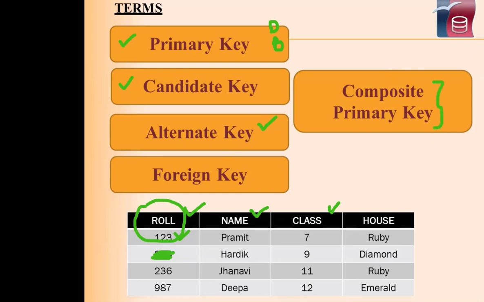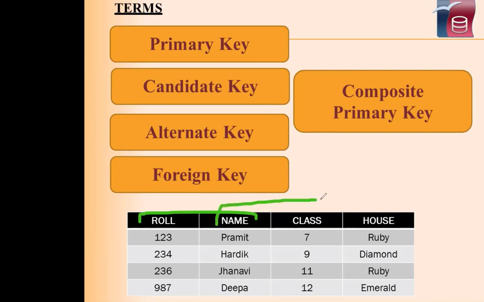Now, composite primary key is a situation which arises when we don't have any field that can qualify as a primary key, in which case we have got to consider a combination of 2 fields as the primary key. So if I consider roll number and name as the primary key, then that's called a composite primary key. Or if I consider name and class as a primary key, then this combination of name and class is called a composite primary key.